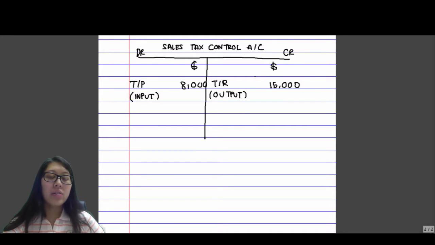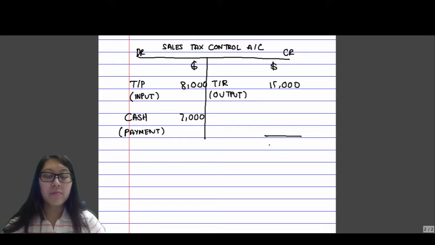So let's say now that we have paid some certain amount of tax. When we are going to pay the cash to the tax authorities, it's going to be debit the sales tax, credit the cash. So cash will be over here, and this is to reflect the payment to the authorities. So let's say, for example, it will be $7,000. Now both sides will balance, $15,000 and $15,000. That means we don't have any tax left to pay.